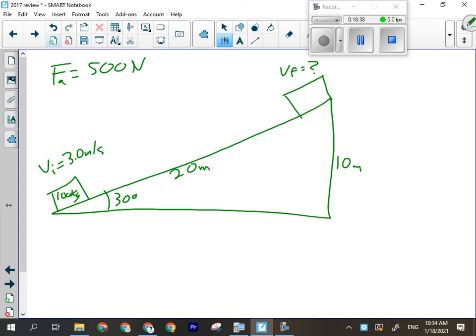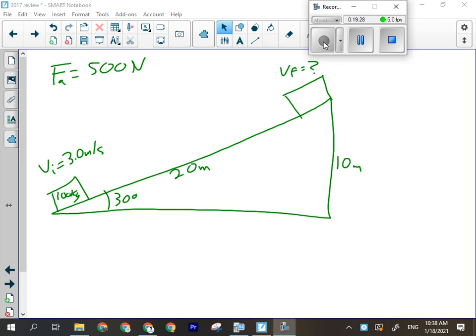This is a work energy theorem problem. And the box is being accelerated up the ramp. That means it's going to be going faster at the top than it is at the bottom, or at least it should be if I calculate it right in my head. The ramp's frictionless. I didn't mention that, but it is. Okay, give you a few minutes to think about that one.